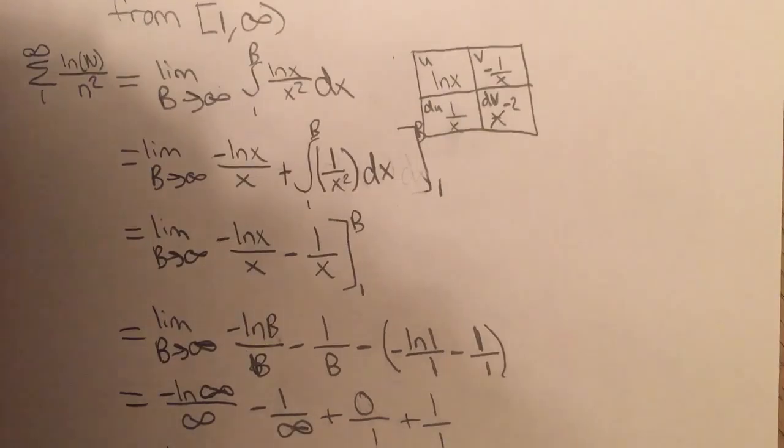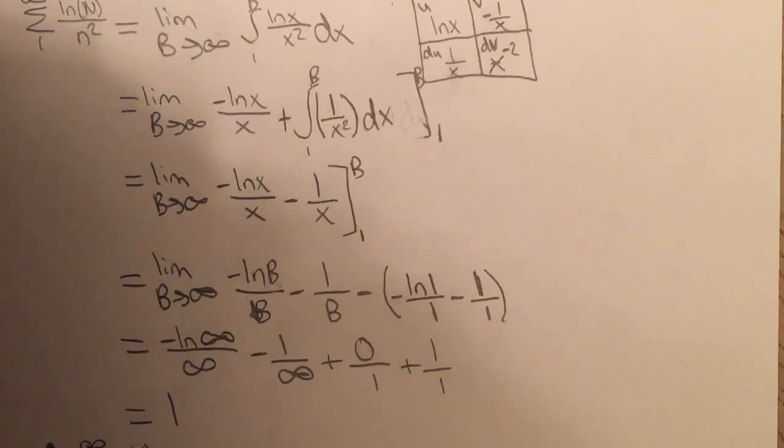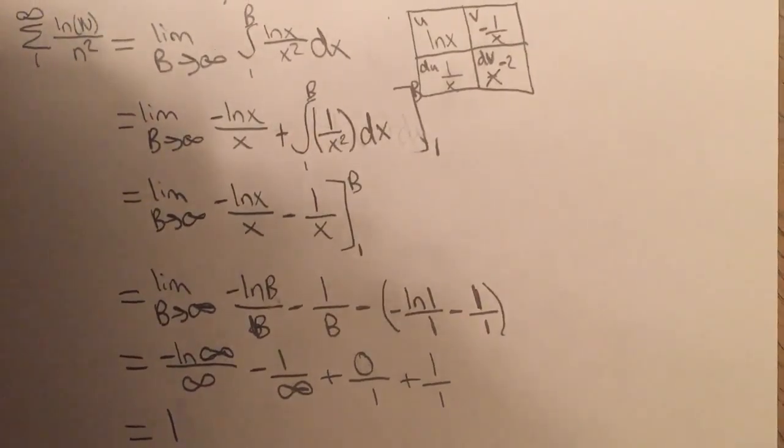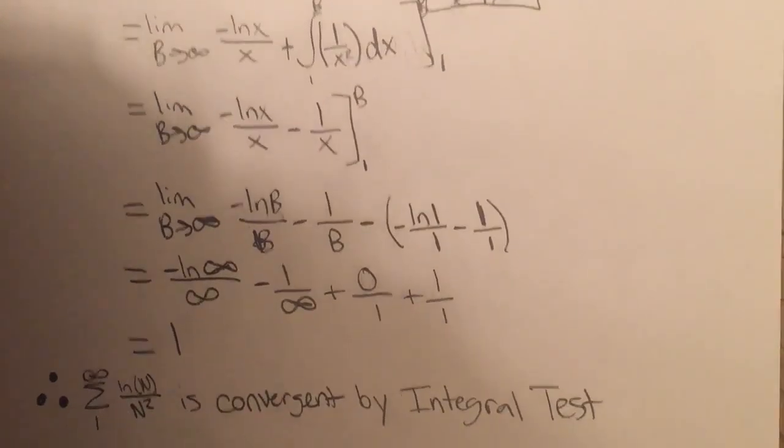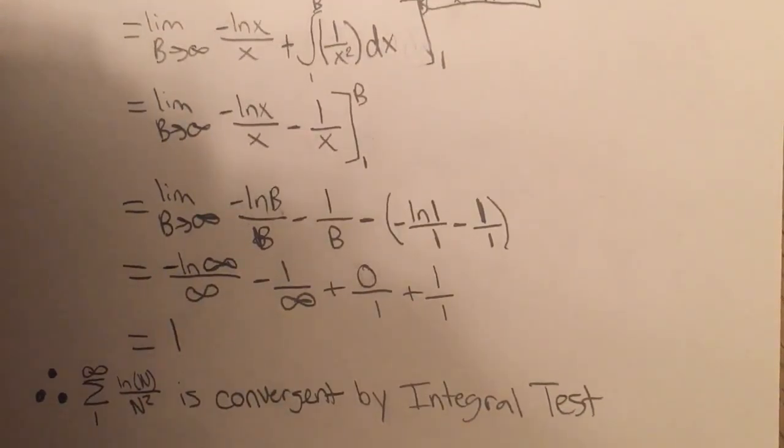The negative ln of infinity over infinity is equal to 0. Negative 1 over infinity is also equal to 0. 0 over 1 is equal to 0, and 1 over 1 is equal to 1. So this integral is equal to 1. Now, because the integral converges, we can conclude that the summation converges as well by integral test.